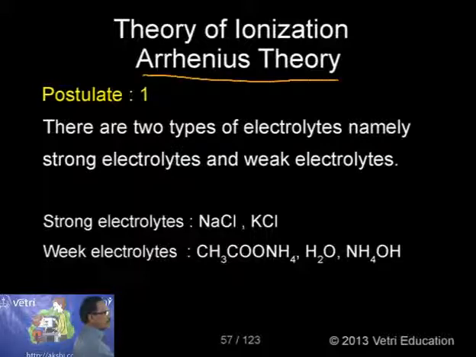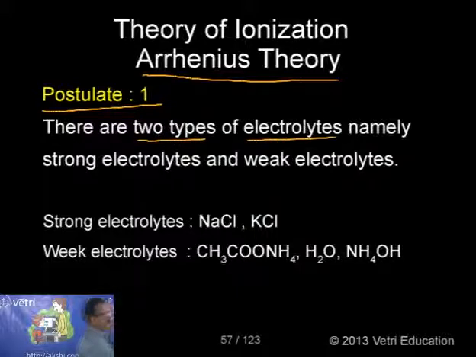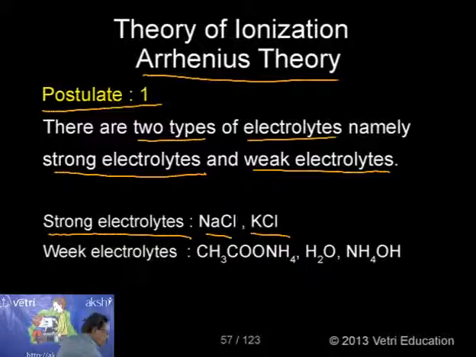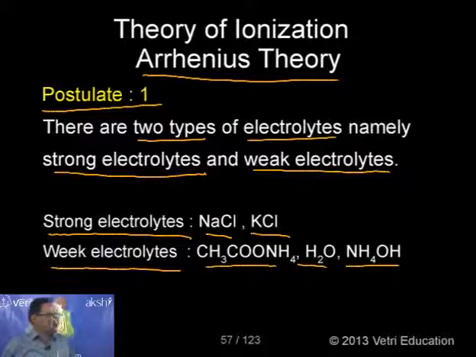Arrhenius's theory. First, let me discuss the postulates proposed by Arrhenius. Postulate 1: there are two types of electrolytes, namely strong electrolytes and weak electrolytes. Strong electrolytes, examples given: sodium chloride, potassium chloride. And weak electrolytes, examples given: ammonium acetate, water, and ammonium hydroxide.